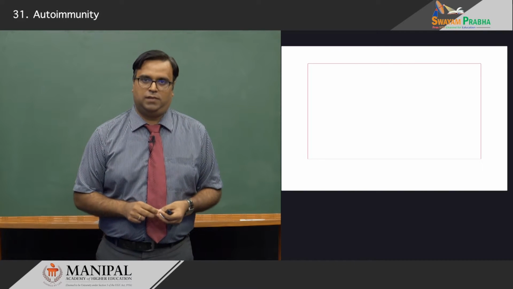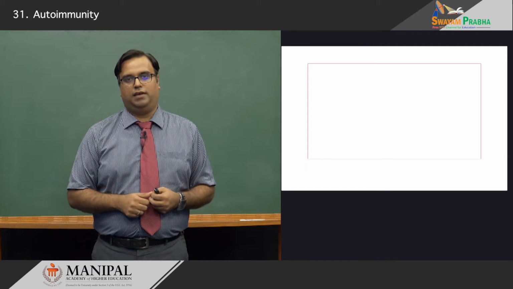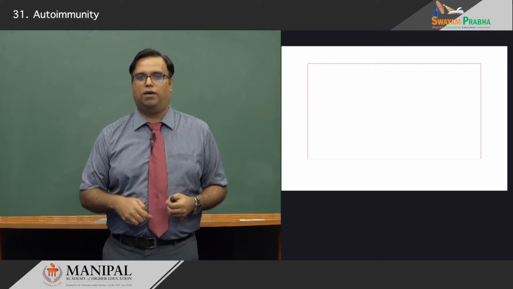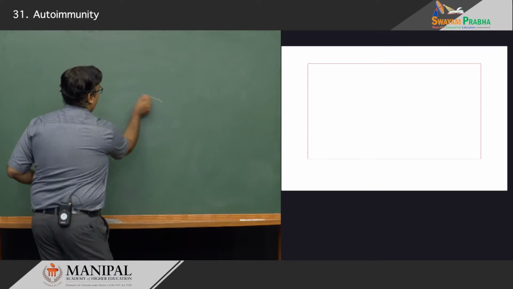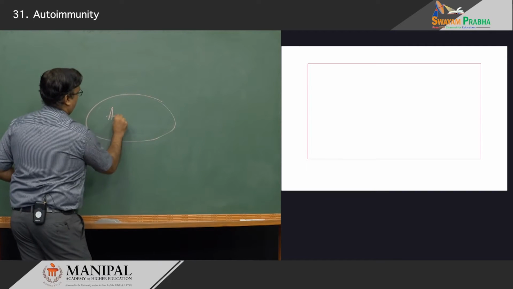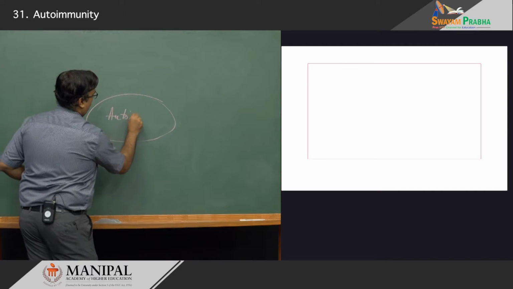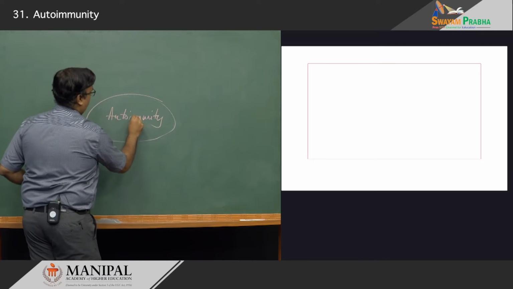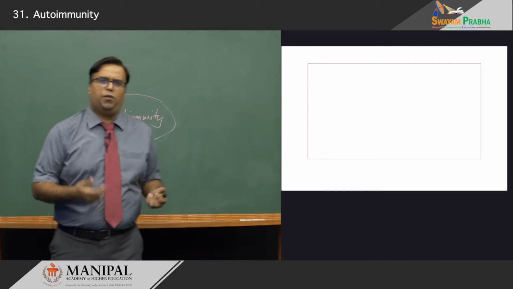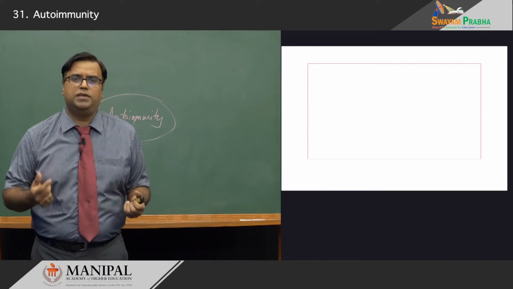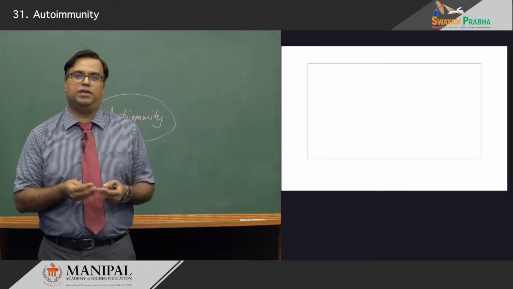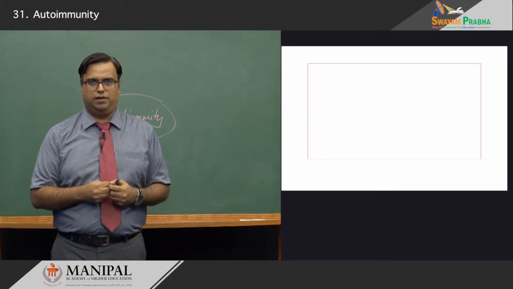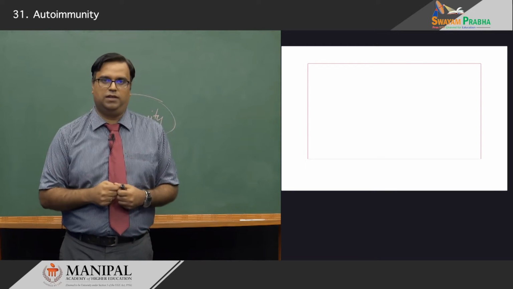Hello friends, today we shall try to tackle yet another important aspect of immune disorders, simply called autoimmunity. Now, as the name itself suggests, autoimmunity can be broken down into two important aspects, the immune part of it and the auto part of it. But is it that simplistic at all?